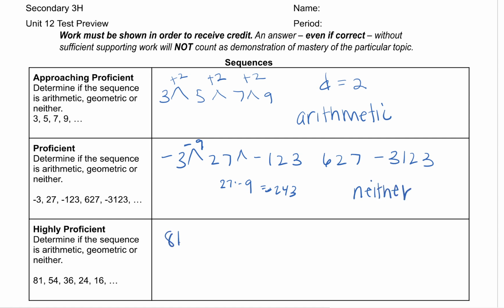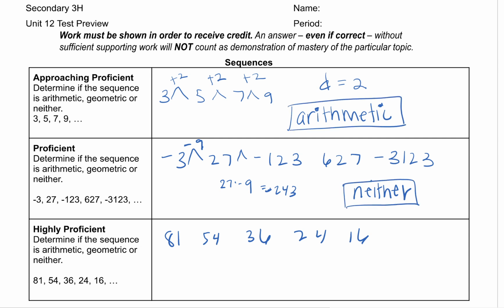All right, so then we get 81, 54, 36, 24, and 16. To go from 81 to 54, I'm going to subtract 27. If I subtract 27 again, we get 27. So it's not arithmetic. And I probably know that already because I've already used arithmetic if I'm using the process of elimination.